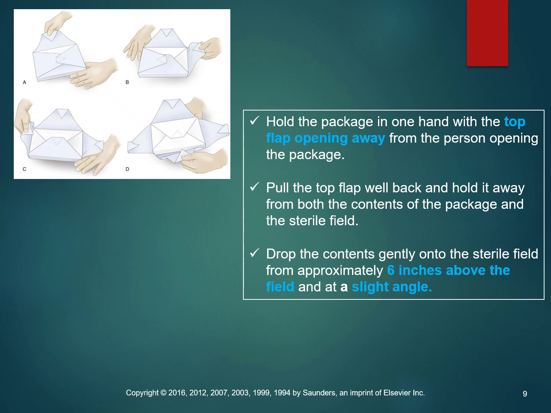So if we look at the pictures, you can see in the top in A, you're going to go away first, then in B, one side, C, the other side, and then D, the side towards you. So the last flap is open toward you. This way you're not reaching over the sterile field.